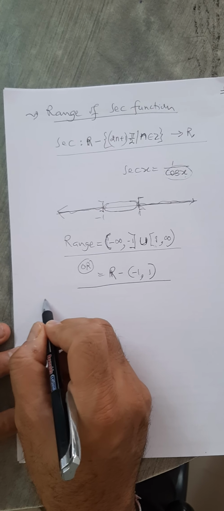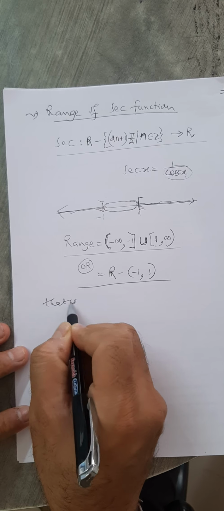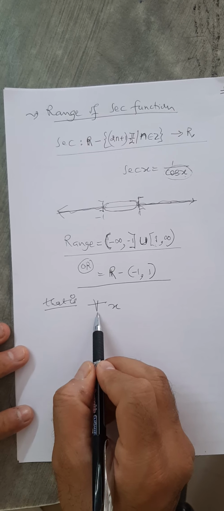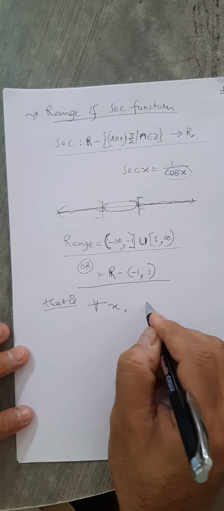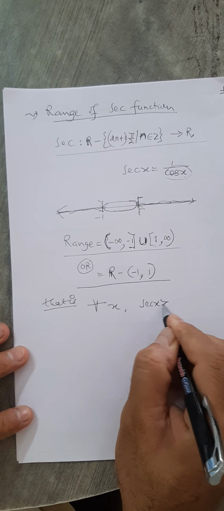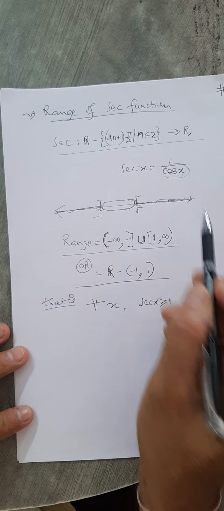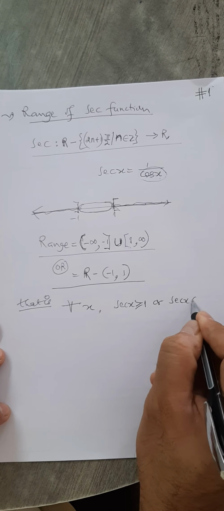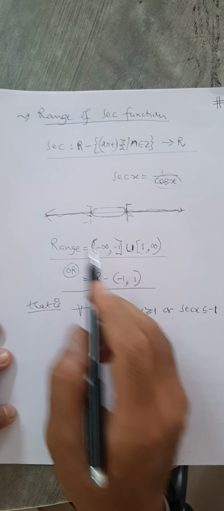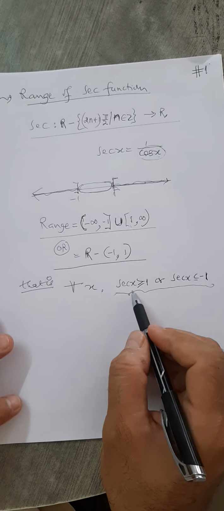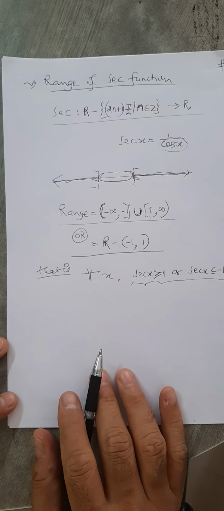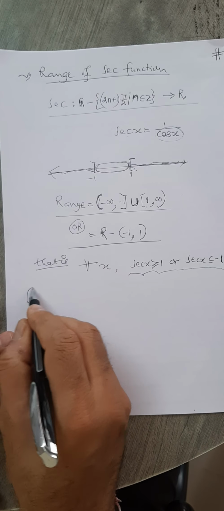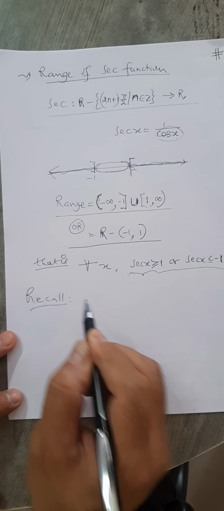And what is the meaning of this? The range means, as I told you earlier, for every real number x, sec x is either greater than or equal to 1, this portion, or sec x is less than or equal to -1, that is, either in this portion. That's the meaning of the range of the sec function. This much we know.